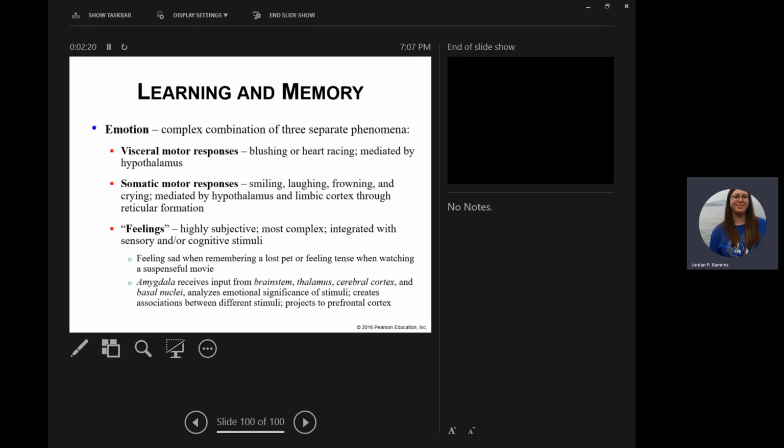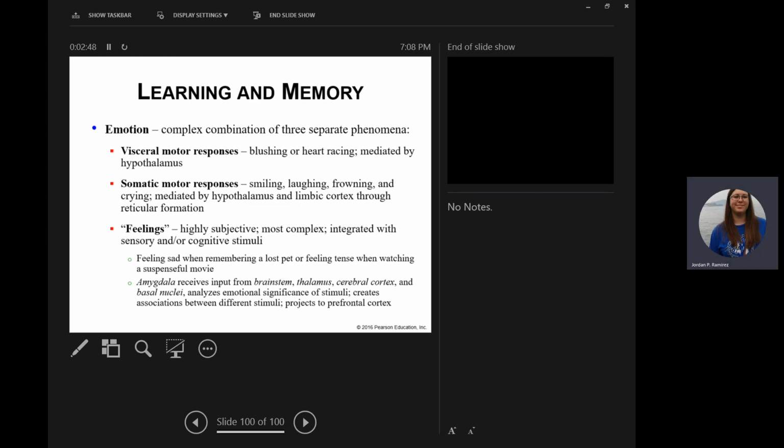Visceral motor responses are something your actual body is doing, like blushing, your heart racing, or sweating, like your palms getting sweaty. It's mediated by the hypothalamus. Somatic motor responses are smiling, laughing, frowning, crying, things like that. They're mediated by the hypothalamus and the limbic cortex through the reticular formation.